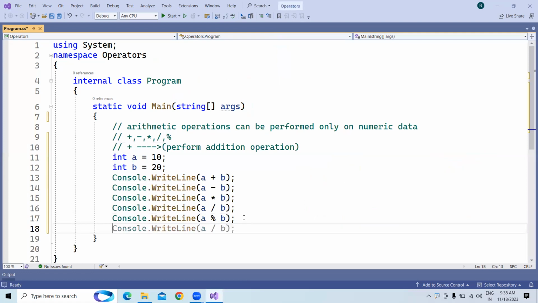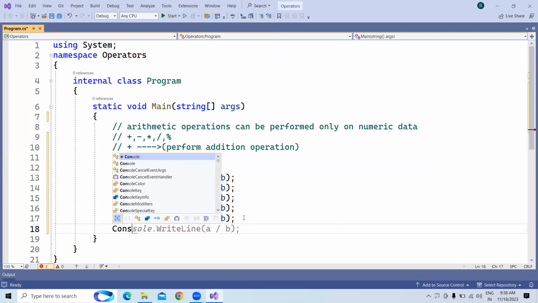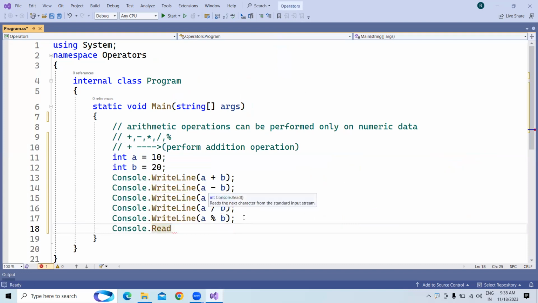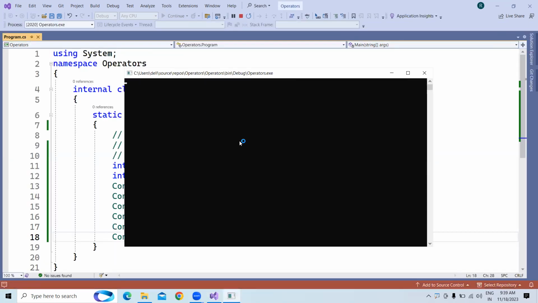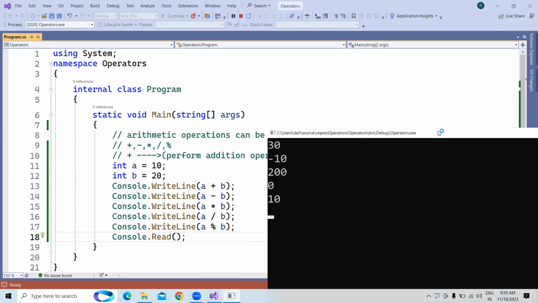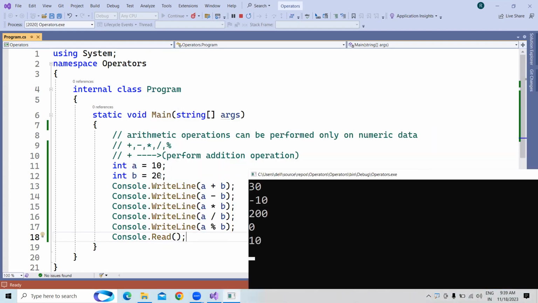Finally, I want to observe the result, so Console.Read, we can use the read method. Now execute your program. Now I can see what we performed. A plus B, A is 10, B is 20, so 30. A minus B, 10 minus 20, the result is minus 10. A into B, 200. But observe A by B: the result is 0. Why did we get the 0 result?